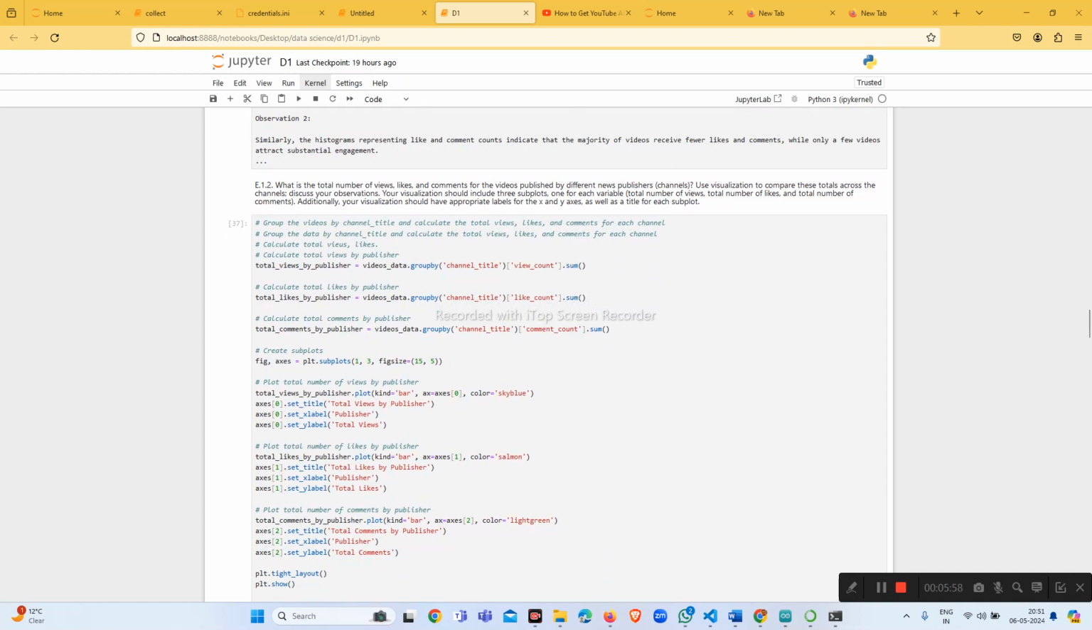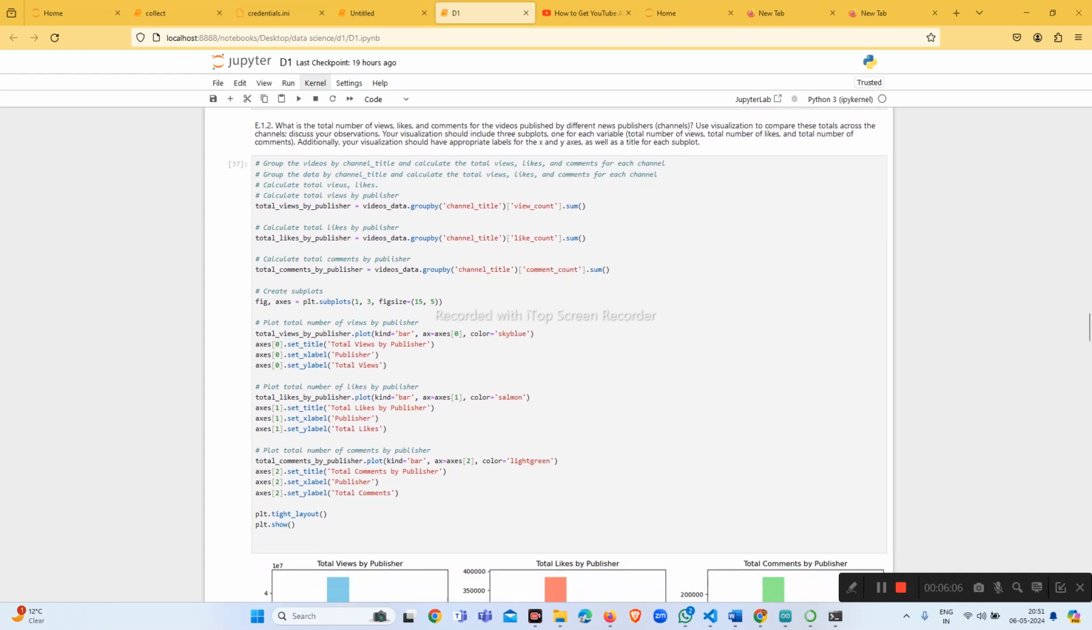So this code snippet calculates and visualizes the total views, likes and comments for each publisher in the dataset named video_data. It first groups the data by the channel_title column and sums the corresponding view, like and comment counts.